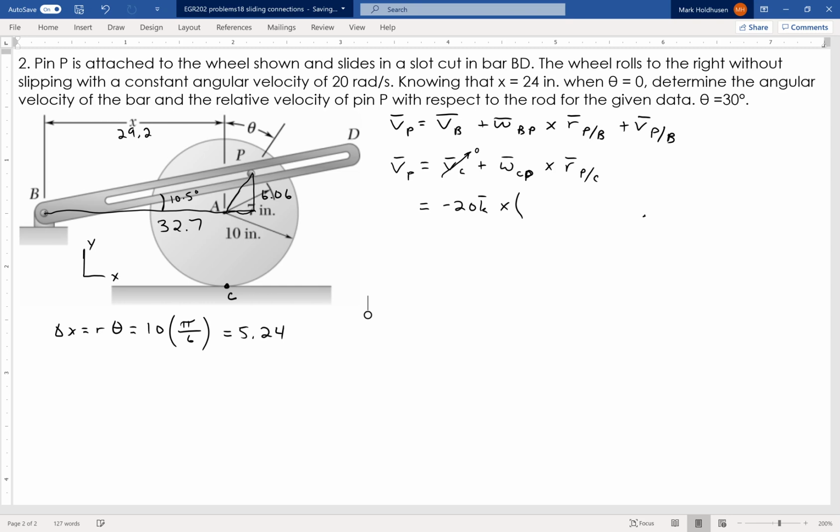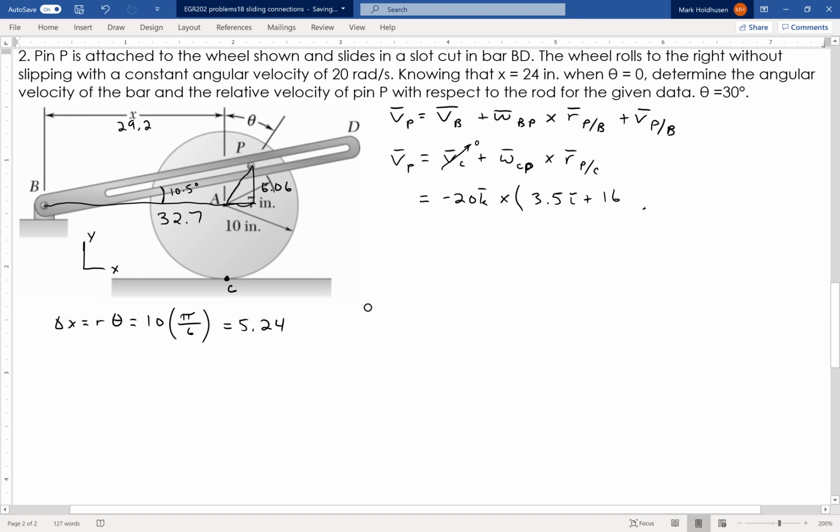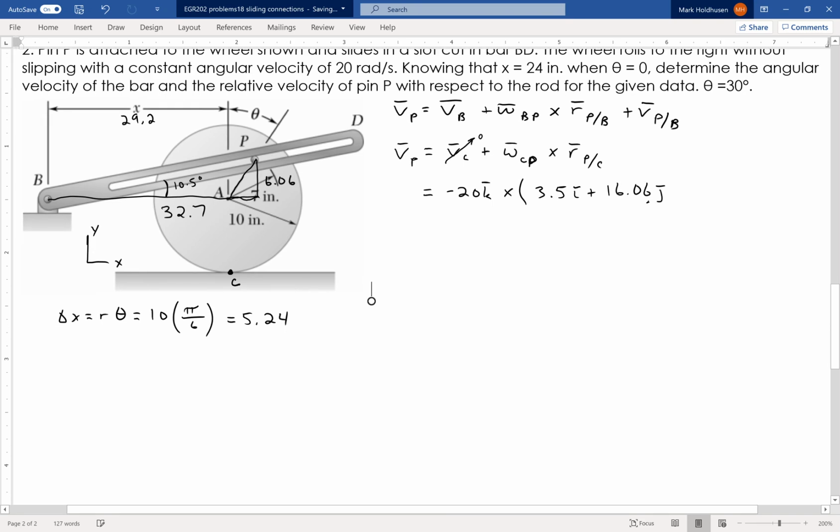In the x direction, it's just going to be, again, the 3.5, right? 7 sine 30, that's going to be the 3.5 I'm moving horizontally. And then vertically, it's going to be 10 plus 6.06, right? So it's going to be 16.06 up in the j direction, right? So again, I move over 3.5, up 16.06.